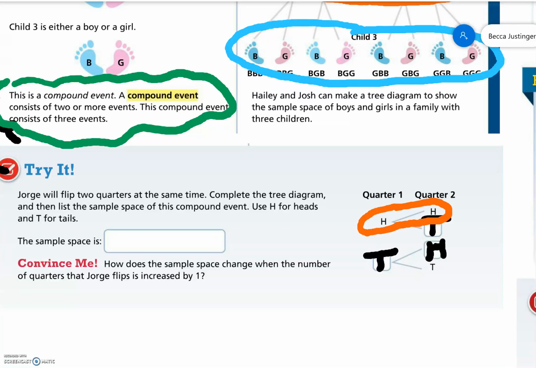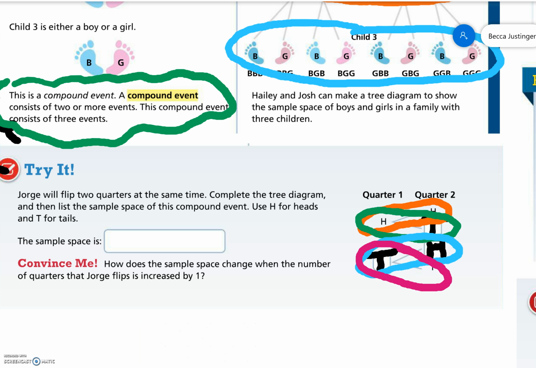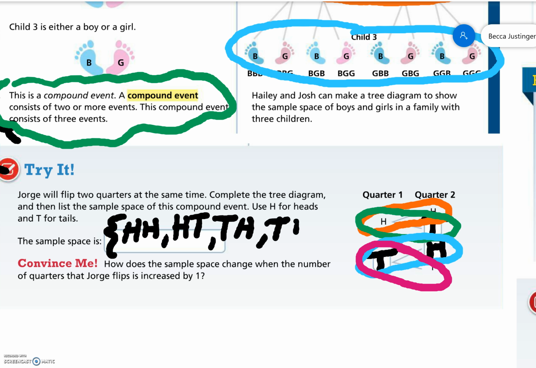We could get heads and heads. We could get heads and then tails. We could get tails and then heads. Or we could get tails and then tails. So those are 4 possible options. So remember, writing the sample space, we have to use our curly brackets. So we've got heads heads, heads tails, tails heads, and tails tails.